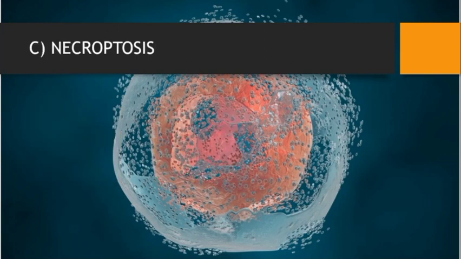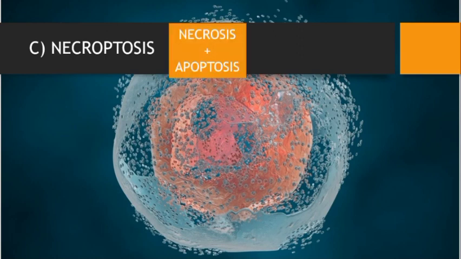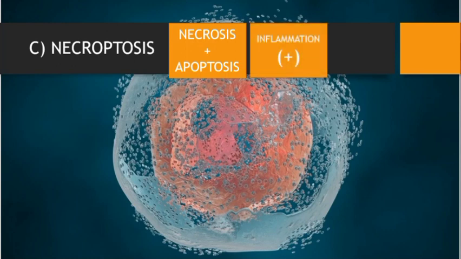And necroptosis. Necroptosis is necrosis plus apoptosis. Since there is necrosis, there is inflammation present. But how is this different from apoptosis? What is the difference between apoptosis and necroptosis?